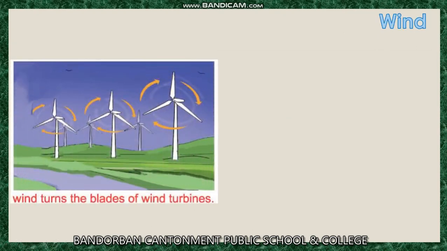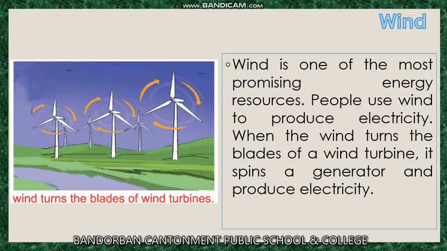Wind. This is the wind turbine. This turbine moves and electricity is produced. Wind is another most promising energy resource. People use wind to produce electricity. When the wind turns the blade of the wind turbine, this is the blade of the wind turbine, it spins a generator and produces electricity.